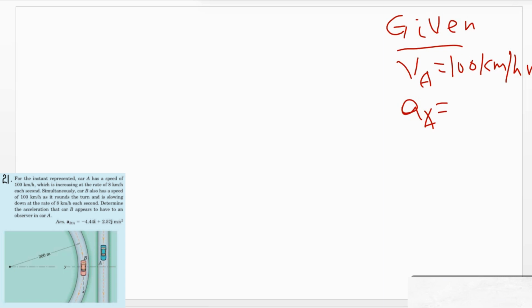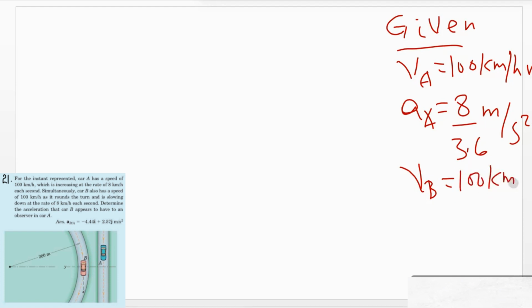When we convert this into meter per second squared, it becomes 8 over 3.6 meter per second squared. And simultaneously, at that instant, another car B also has a speed of 100 km per hour. Speed of B is equal to 100 km per hour, the same, at its around the turns.